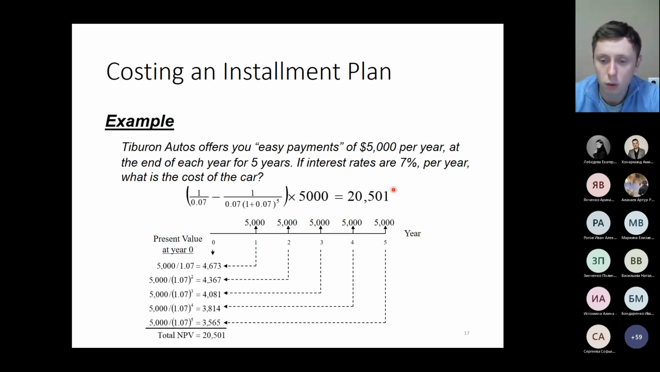So this is the price of the car, and this is the present value of annuity factor. This is how much money you would pay. And this is the estimation. This is the first payment. We divide by 1.07, and we divide each payment accordingly, and we have the same result.